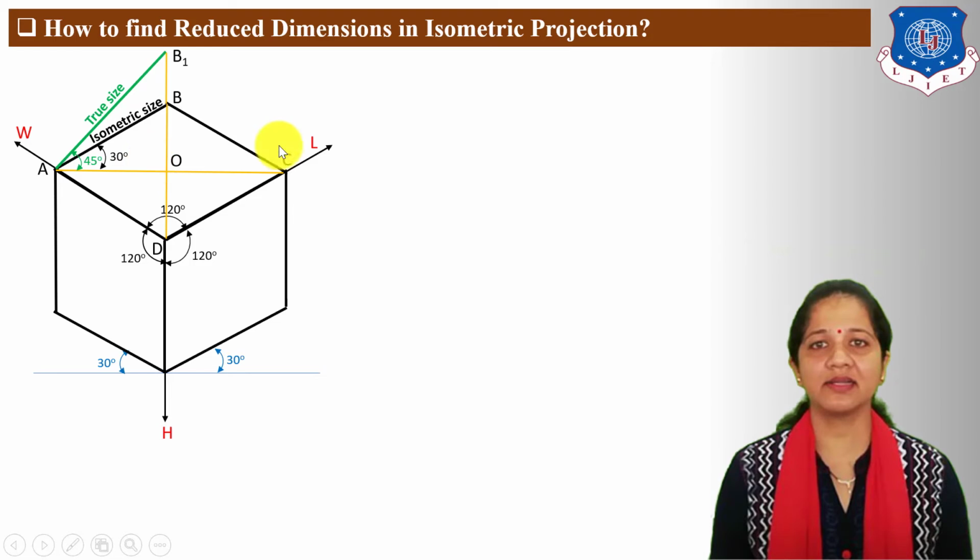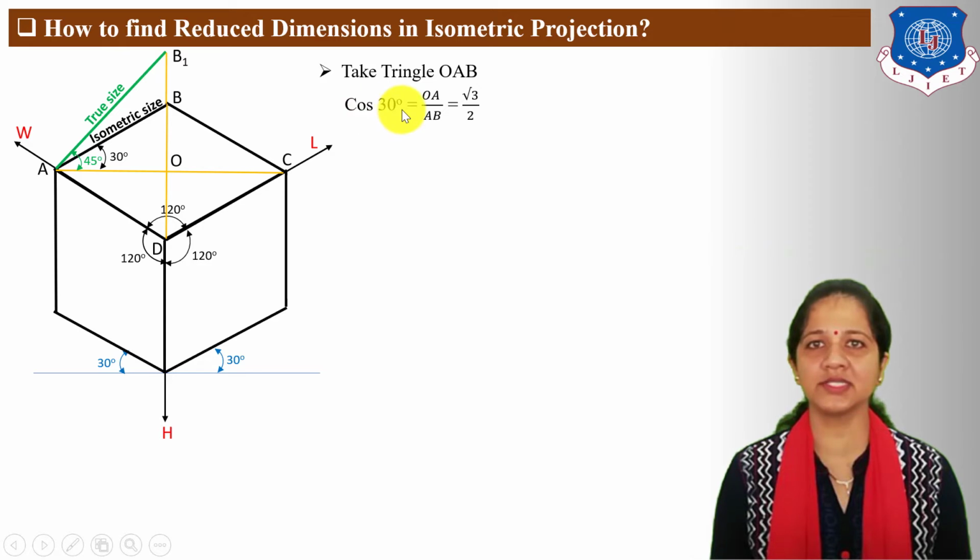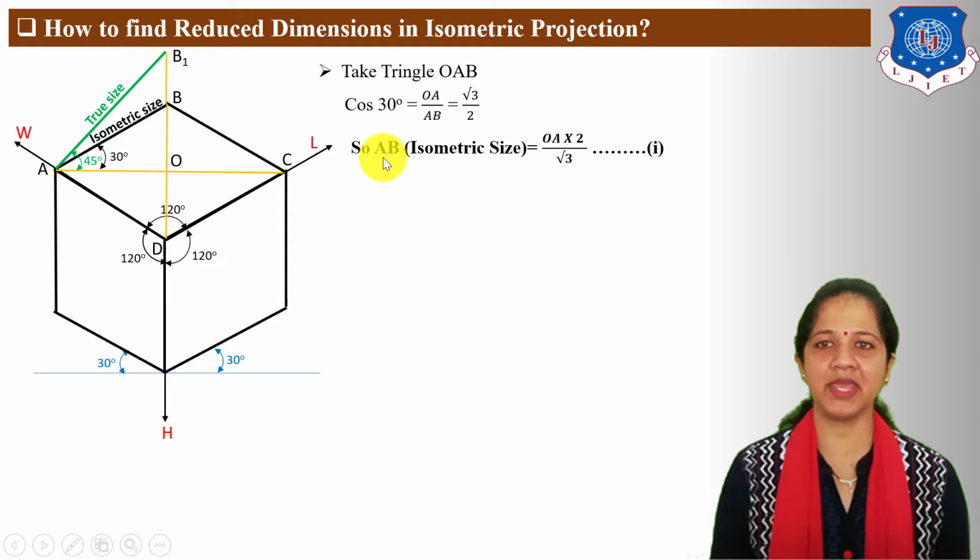Next, take triangle OAB and find out cos 30. Now cos 30 for triangle OAB is equal to nearest side upon hypotenuse side. Nearest side is OA and hypotenuse side is AB. So cos 30 is equal to OA divided by AB, and the value of cos 30 is equal to root 3 by 2. So AB isometric size is equal to OA into 2 divided by root 3. This is equation number 1.